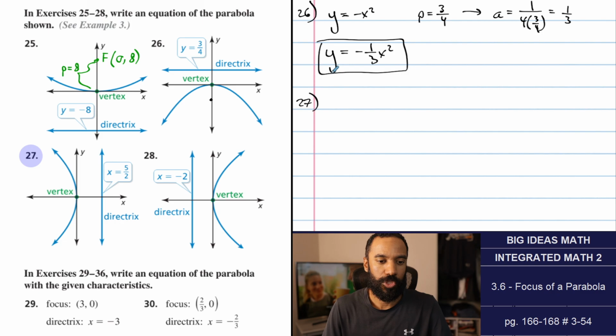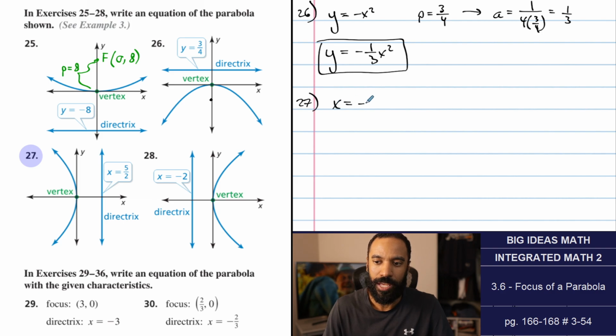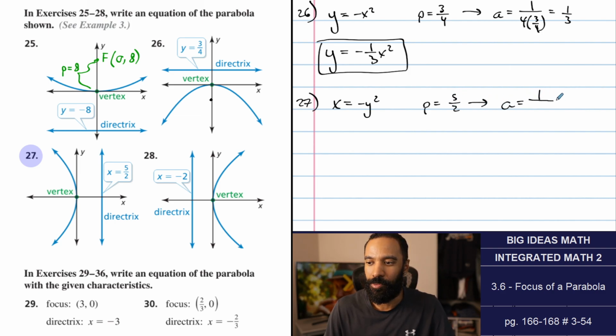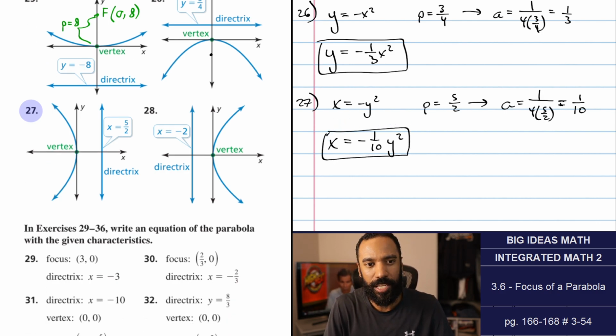Okay. This one, your p value is going to be negative 5/2, because this is an x equals y squared equation, but more importantly, it's an x equals negative y squared equation. a will be negative. p is 5/2, yes, it's negative 5/2. So a is going to be 1 over 4 times 5/2. 5/2 times 4 is 10, so this is going to be 1/10. So your equation will be x equals negative 1/10 y squared. It does go to the left, it does make it negative. So hopefully that makes sense whenever I say that, guys.